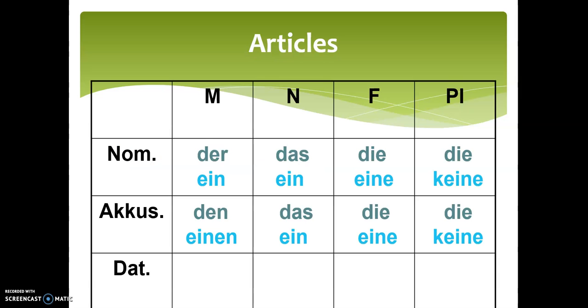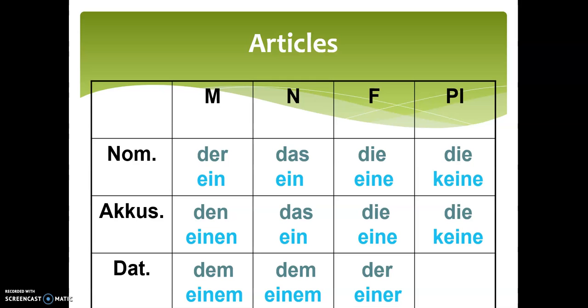Here comes the chart again. So here's the chart that you guys have been familiar with so far, but here's how it changes in the dative case. For the masculine definite, we have "dem." For the indefinite, we have "einem." For the neuter definite, we have "dem." And for the indefinite, we have "einem." For the feminine definite, we have "der." For the indefinite, we have "einer."